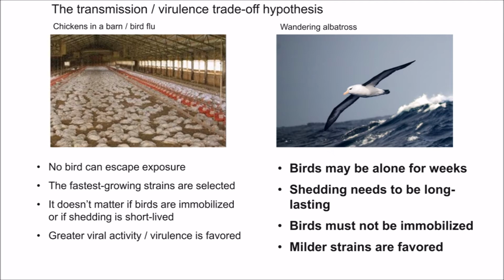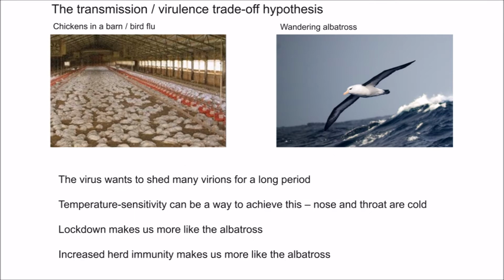If there was a virus that was as aggressive as the bird flu in the chicken barn, then the albatross would fall into the ocean and die, and that would be the end of the virus and the bird. So in this kind of situation, it's very important to the virus that the host isn't immobilized, and generally speaking, milder strains tend to be favoured in those conditions. Now, the virus wants to have its cake and eat it. It wants to shed as many virions as possible in order to transmit itself for as long as possible.